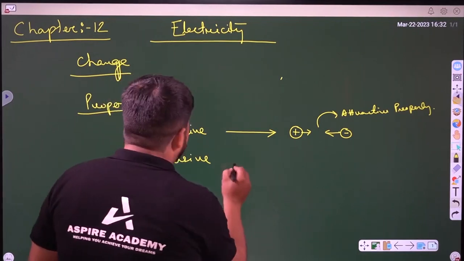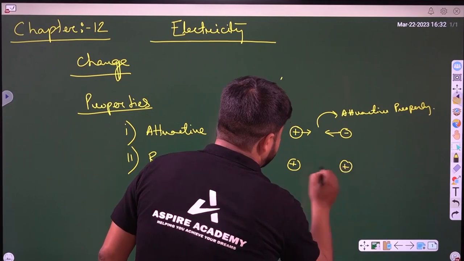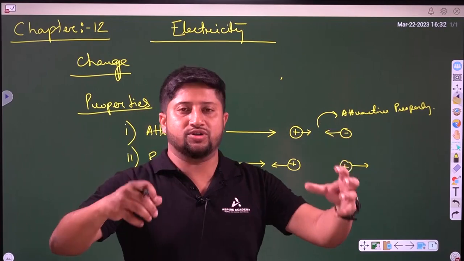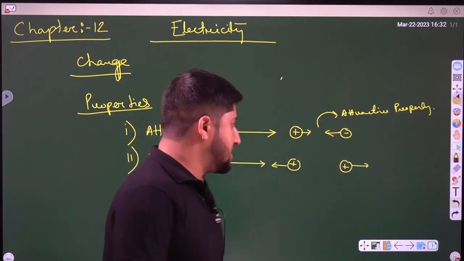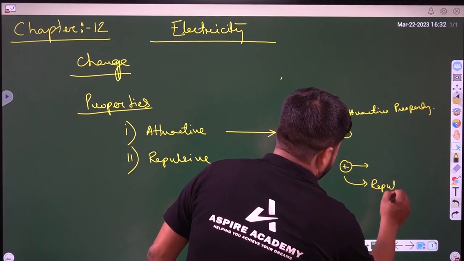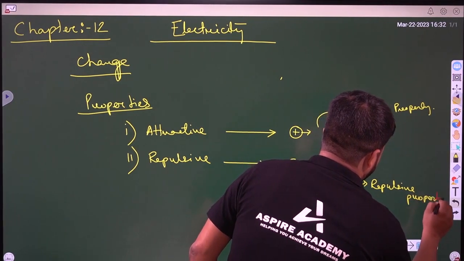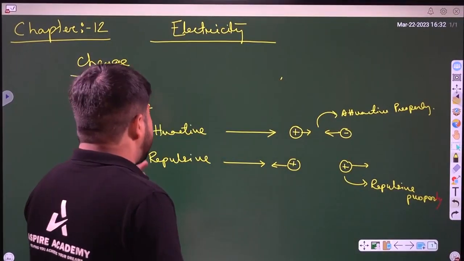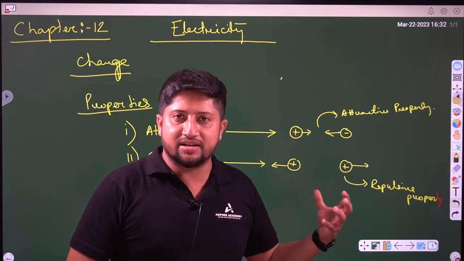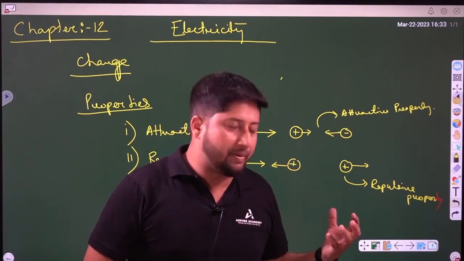The repulsive property means similar charges repel each other. Suppose this is a positive charge and this is also a positive charge, they repel each other. Positive and positive, or negative and negative, repel each other. That's why it is called the repulsive property. So dissimilar charges attract each other and similar charges repel each other.